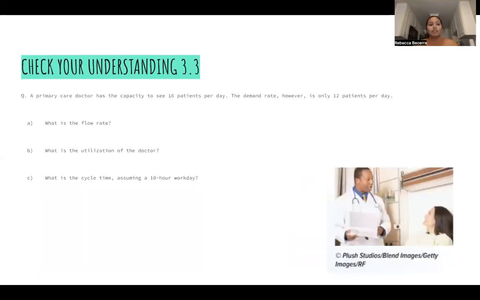Awesome, so we're going to do a quick example here. This is an example I have taken from the book. The question is: a primary care doctor has the capacity to see 16 patients per day. The demand rate, however, is only 12 patients per day. According to this information, we are going to find the flow rate. We are also going to find the utilization of the doctor, as well as the cycle time, assuming a 10-hour work week. So I'm going to go ahead and let you guys think it over. Think about the last slides we've seen and the equations we've had.